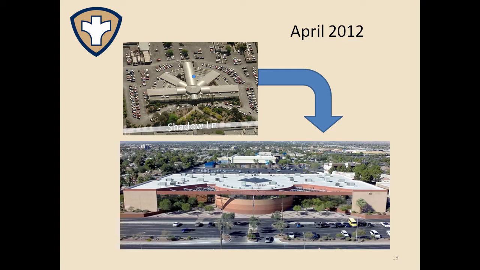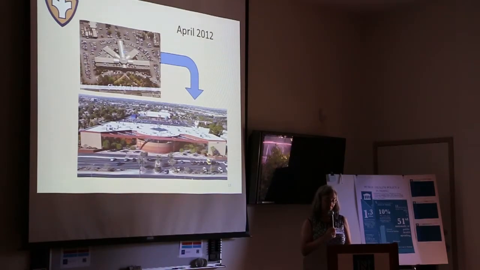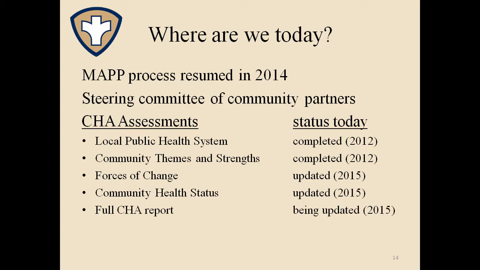As most of you are probably aware, the Health District experienced disruption of operations in the spring of 2012 due to the unplanned closure of the Shadow Lane campus and the subsequent move to the Health District's current location on Valley View Boulevard. Further MAP activities with community partners and the compilation of the four MAP assessments into a CHA were put on hold. However, that was just a temporary pause.